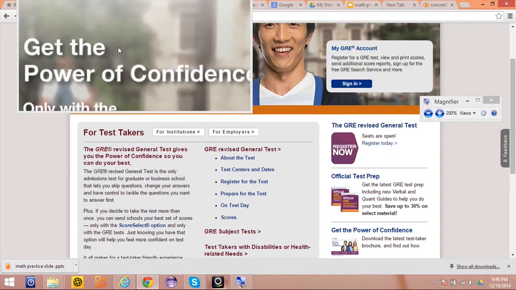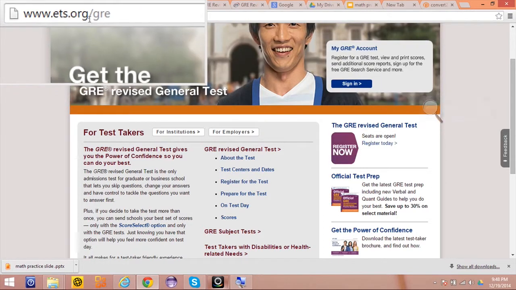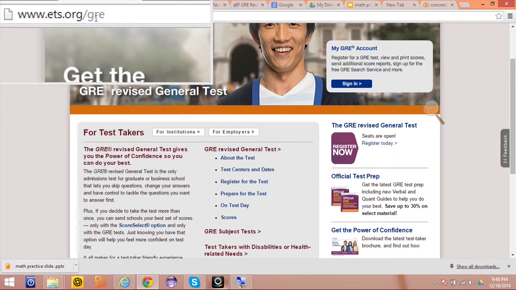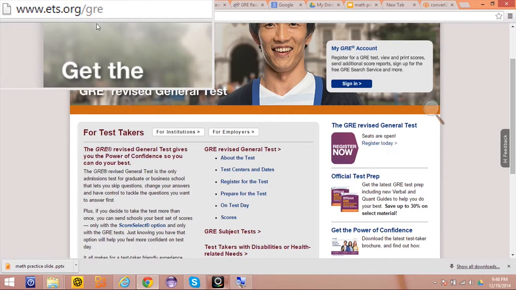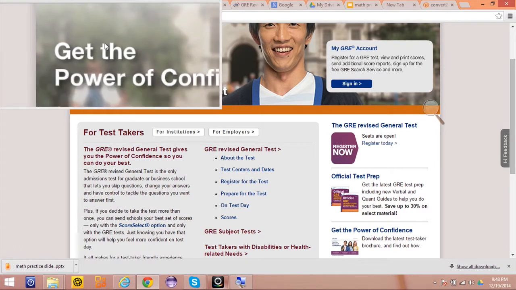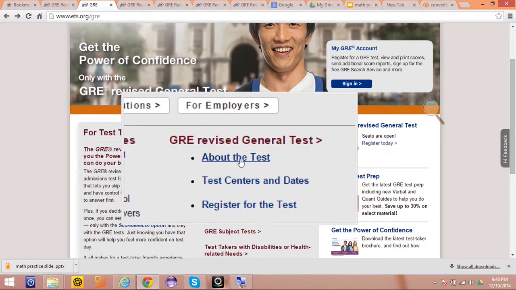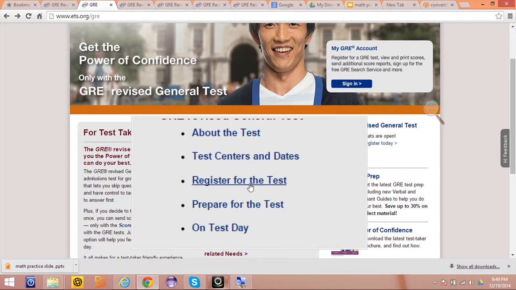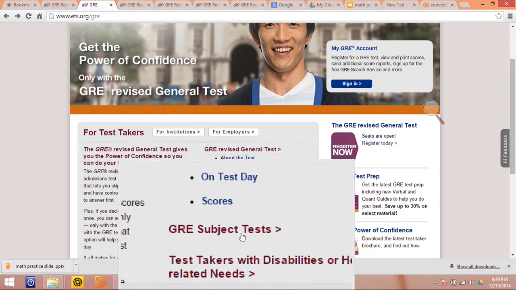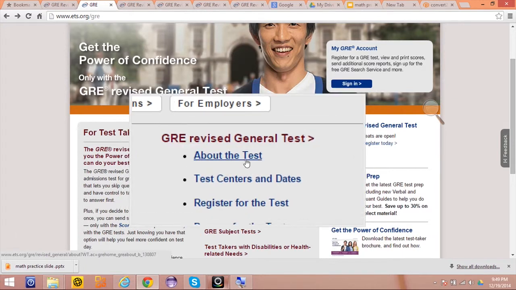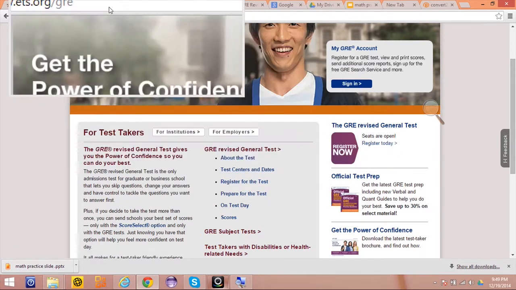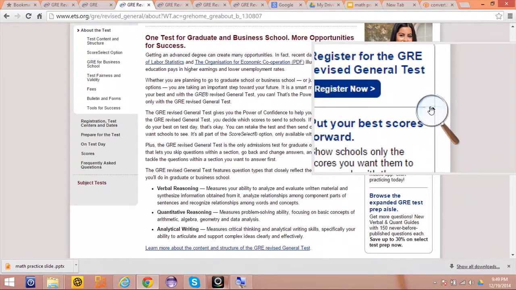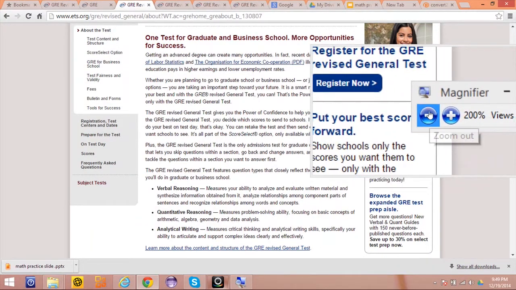Just type in your search bar www.ets.org/GRE. Okay, you will get to the page that will give you all the information about the GRE test. You have the about the test, the test center dates, how to register, and preparation. They give you plenty of information, so when you go there, you can check them by yourself. Okay, now let me put the magnifier at 100%.